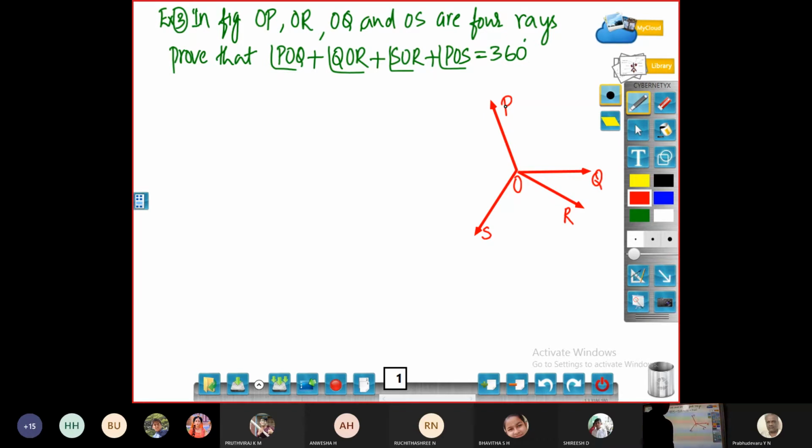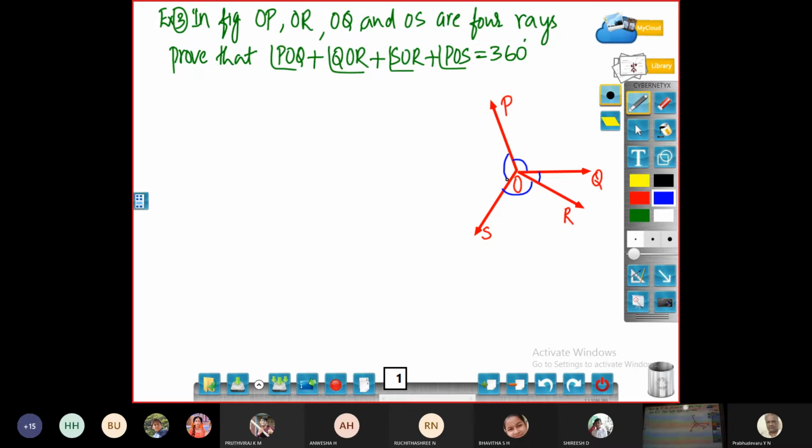Okay, in the previous period we discussed example 2. Now let us understand how to do this example 3. Here in this question we have a figure with 4 different rays in different directions: OQ, OP, OR and OS. Prove that angle POQ plus QOR plus SOR plus POS, all these 4 angles together give 360 degrees. This is what we have to prove here.